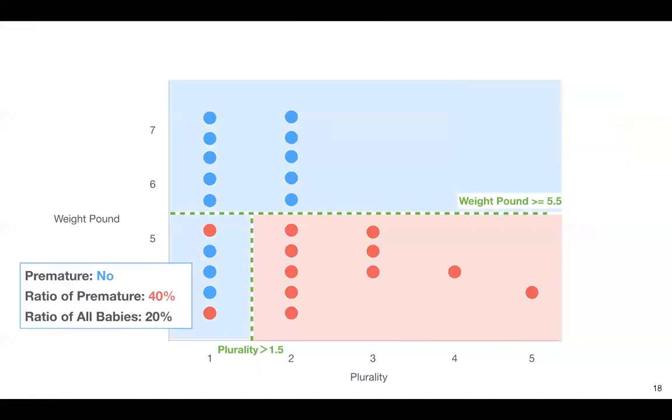So let's go to the next one. This is the one that, like I said, is a little tricky because they're mixed. It's blue babies and red babies, premature babies and not premature babies.